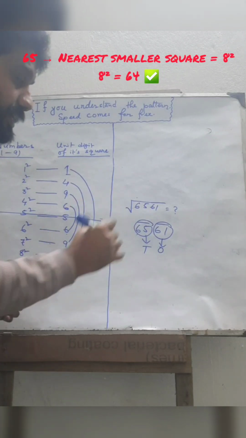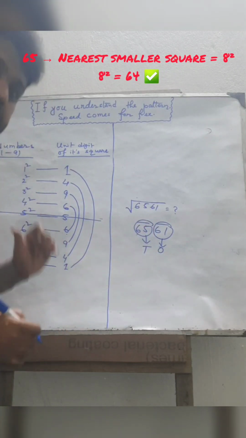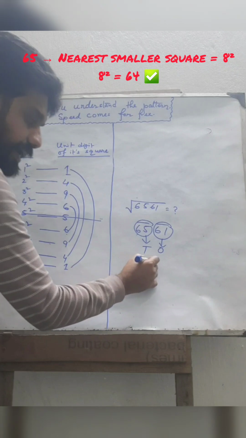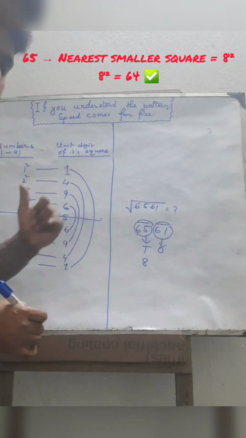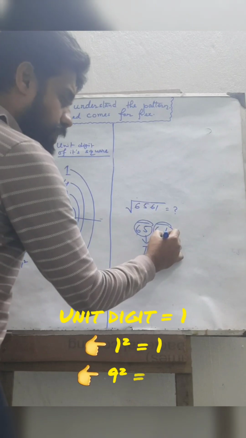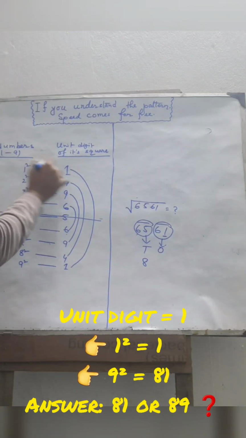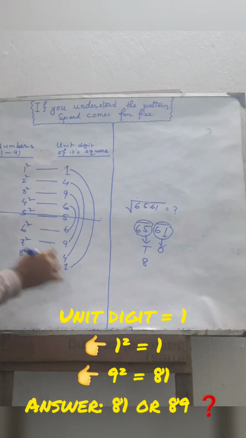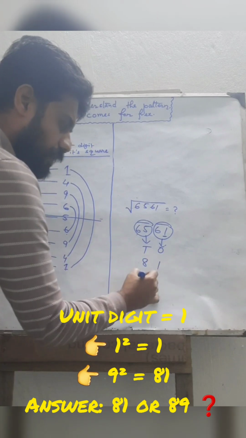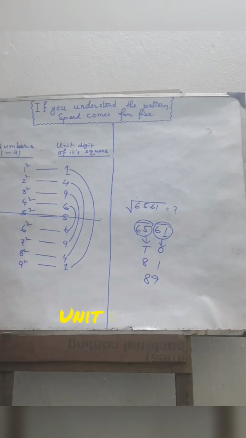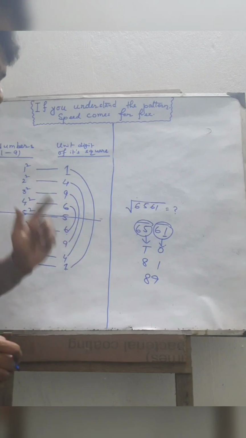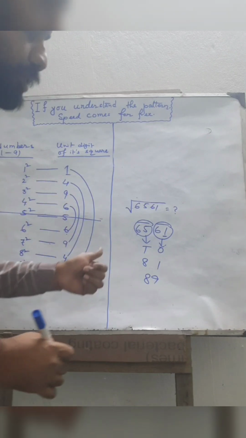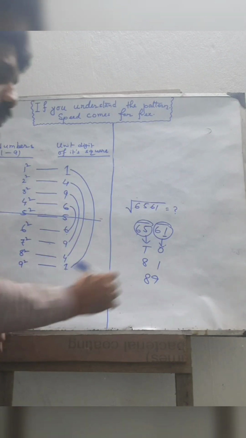Now whose square is nearest to 65 but less than 65? That is 8. 8 square is 64, that is nearest to 65 and less than 65. And the unit digit is 1. Here you can see 1 square is 1 and 9 square is 81. So either the answer will be 81 or 89. Among these two, one will be the correct answer and one will be wrong.